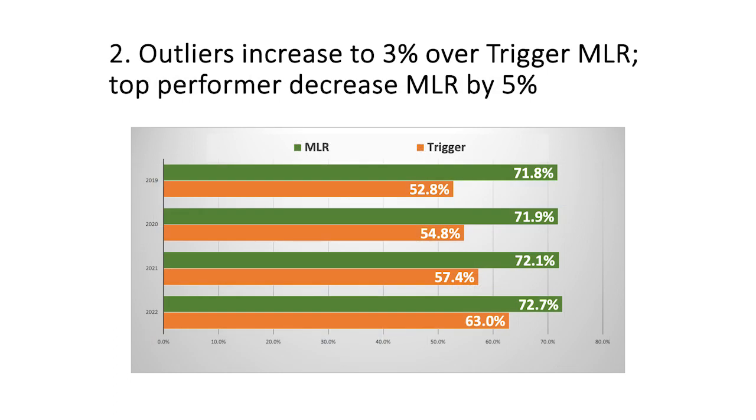When you go to the second scenario, where the top performers decrease their MLR by 5%, we started off with 71.8% as the mean MLR and ended up at 72.7%, with the trigger MLR going from 52.8 to 63% during the same time frame. Again, another very significant increase in the trigger MLR.